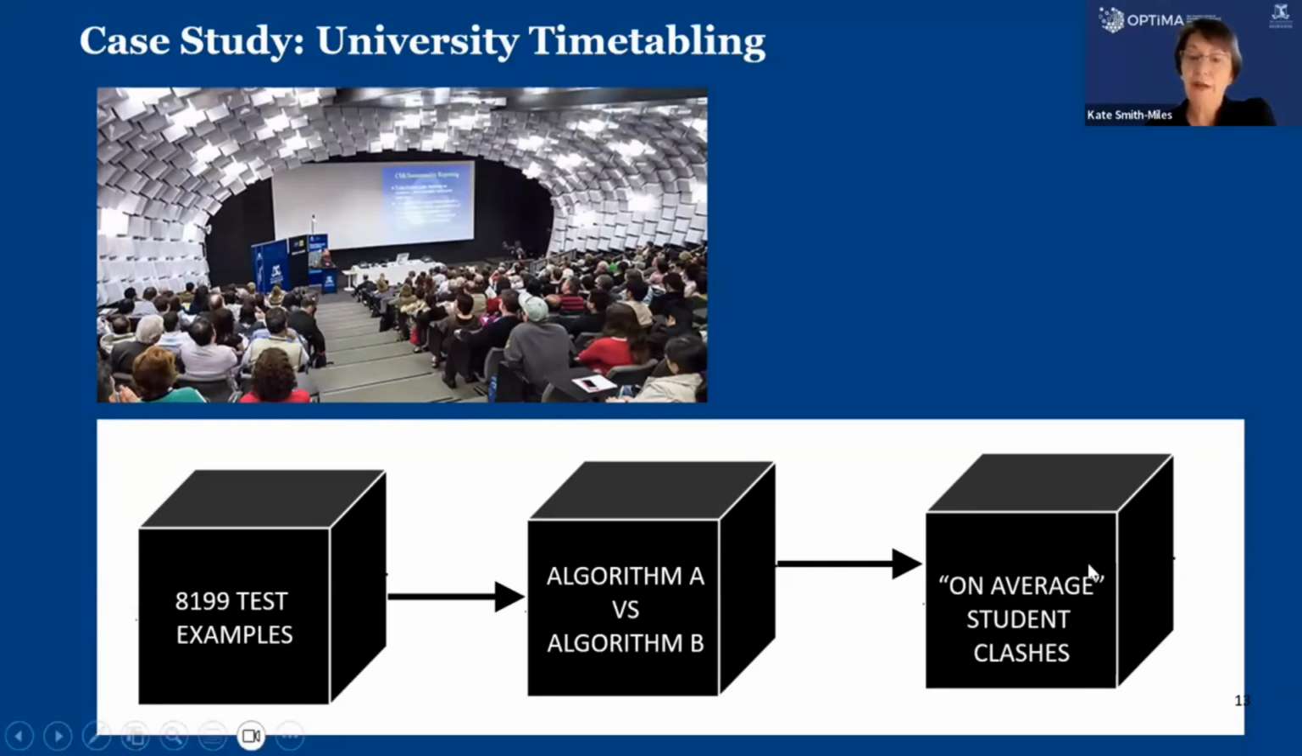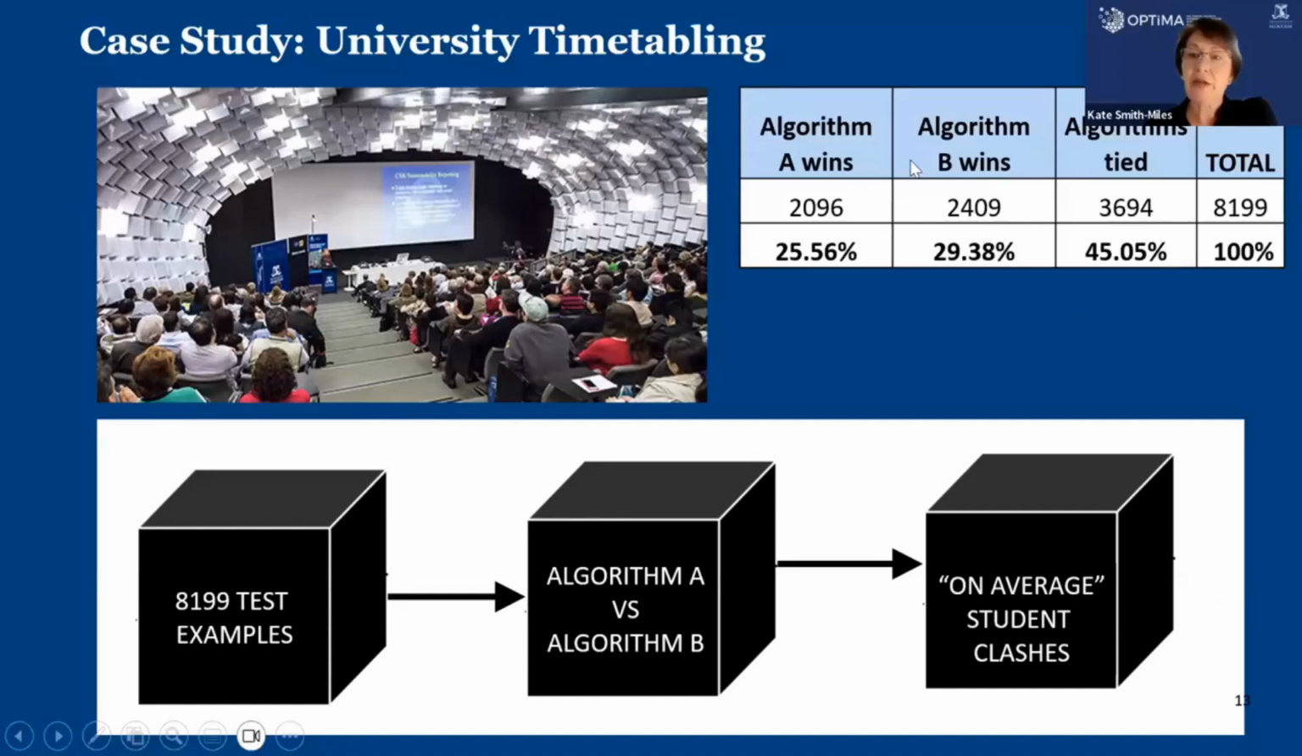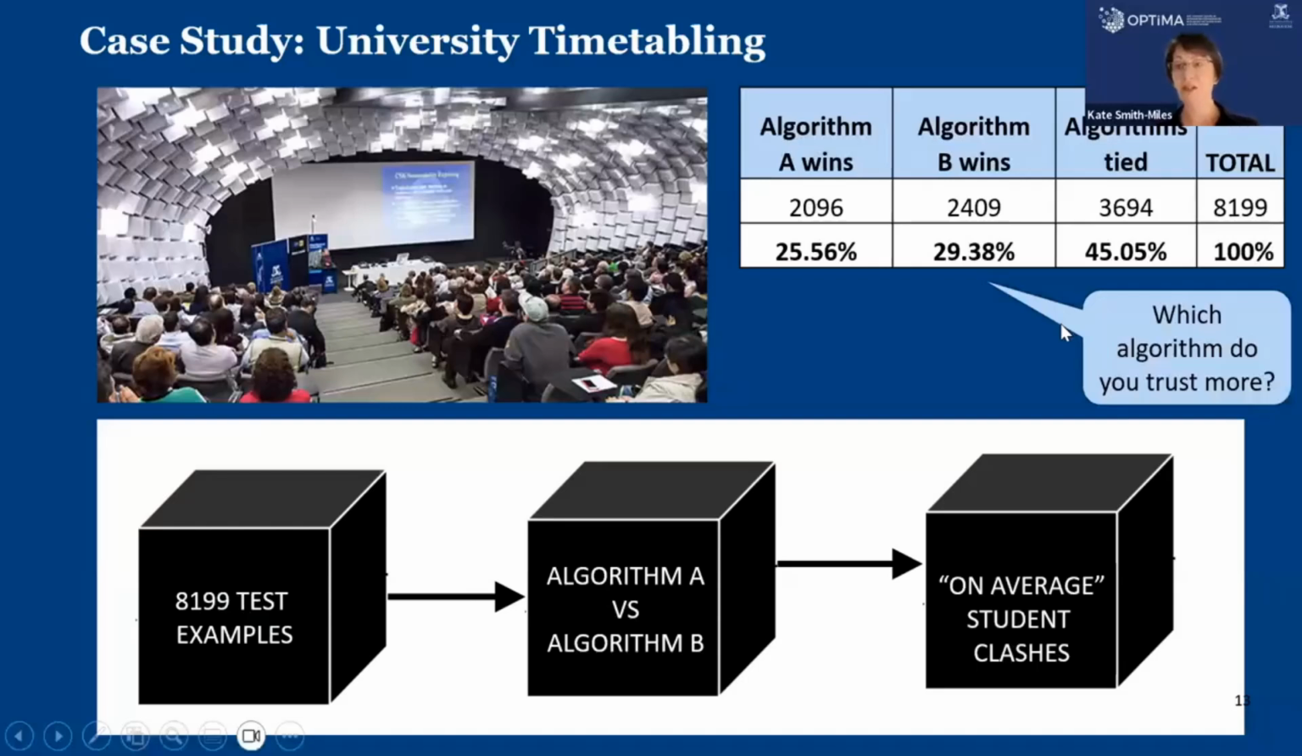I'm measuring performance of algorithm A and B based on which algorithm has the smallest number of student clashes on average. So if I said to you that algorithm A wins 25% of the time, it has the smallest number of clashes for 25% of the instances. Algorithm B wins on 29% of the instances, and the two algorithms are tied 45% of the time. The question is, if you were a university administrator purchasing university timetabling software, which one would you purchase? Which algorithm do you trust more?